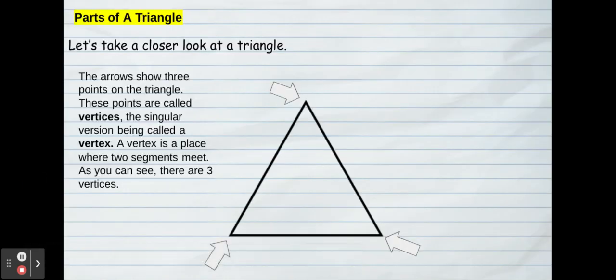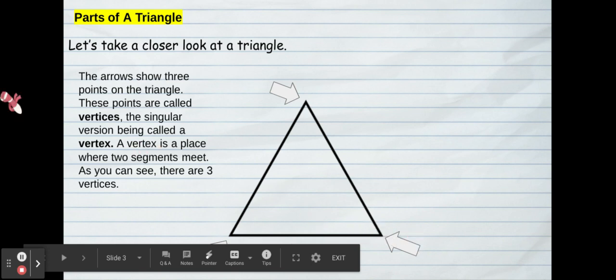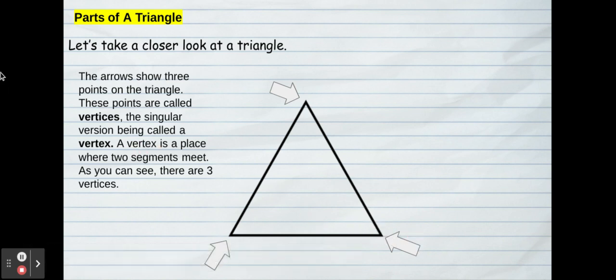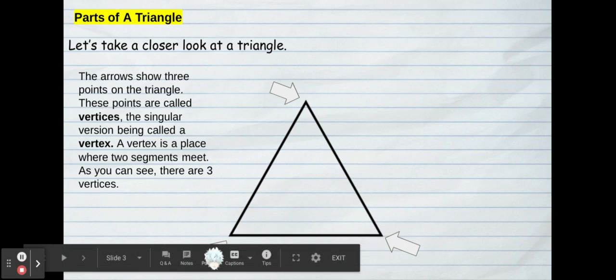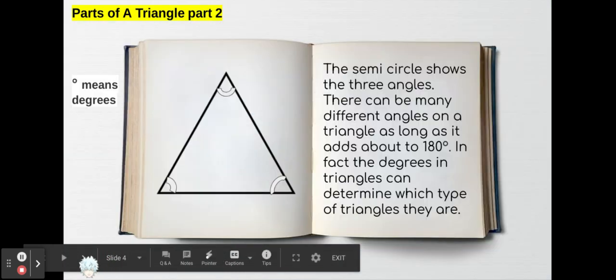Parts of a triangle. Let's take a closer look at a triangle. The arrows show 3 points on the triangle. These points are called vertices, the singular version being called a vertex. A vertex is a place where two segments meet. As you can see, there are three vertices. 1, 2, 3. Okay, next.